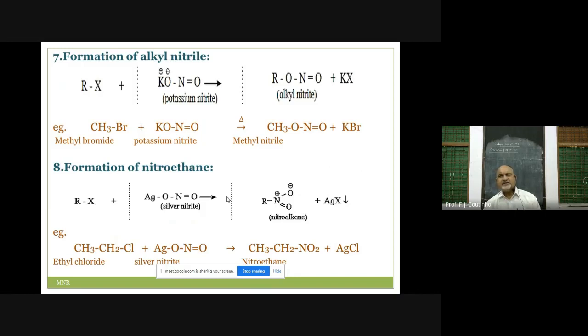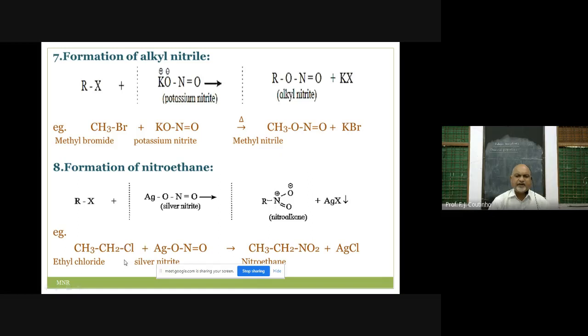We'll go to the next reaction of alkyl halide. It is formation of alkyl nitrites. Now, what are these alkyl nitrites? Here, as usual, there is RX, that is methyl bromide, an alkyl halide, treated with potassium nitrite. This potassium nitrite is KNO2. And you get the alkyl nitrite, which is CH3ONO, methyl nitrite, and a byproduct. All these reactions which we have studied now are substitution reactions.